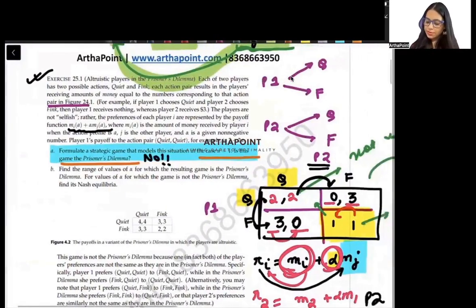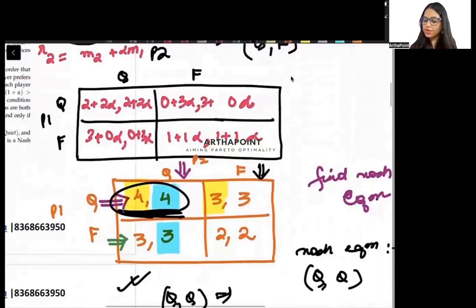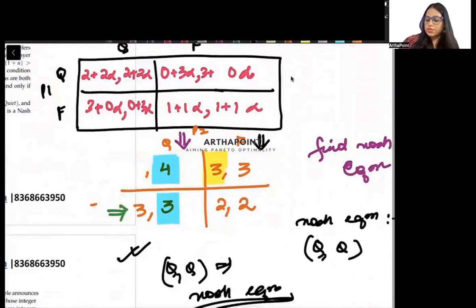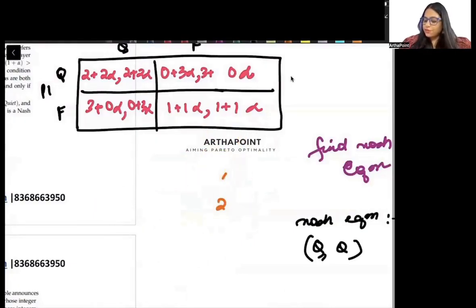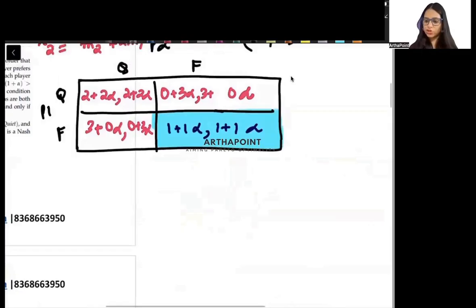Read out the second part. Find the range of values of alpha for which the resulting game becomes prisoner's dilemma. Now we want to get the resulting game to be prisoner's dilemma. It means that we want Fink to be Nash equilibrium. We want this Nash equilibrium to come. Okay? Is that clear?